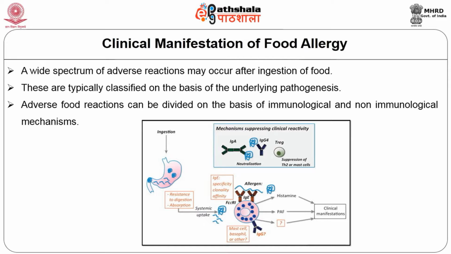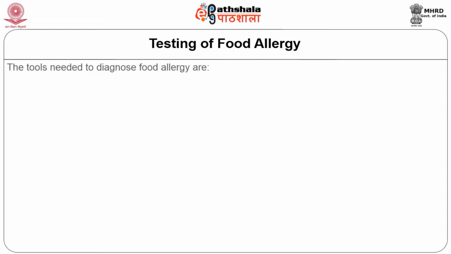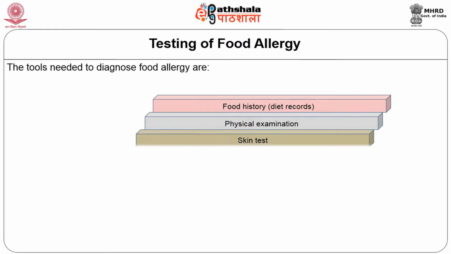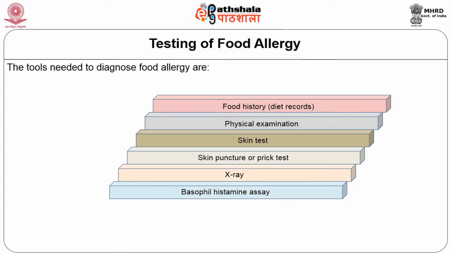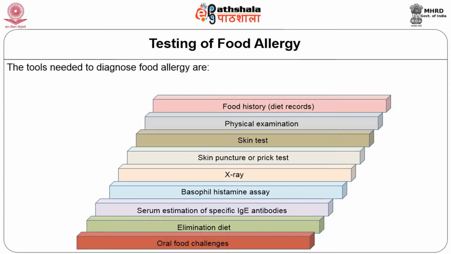These are the conditions that are associated with immunoglobulin E mediated reactions to food. There are certain methods that are used to ascertain whether an individual is allergic to a certain type of food. The techniques needed to diagnose food allergy are food history, physical examination, skin test, skin puncture or prick test, X-ray, basophil histamine assay, serum estimation of specific immunoglobulin E antibodies, elimination diet, and oral food challenges. Now, let us see them one by one.